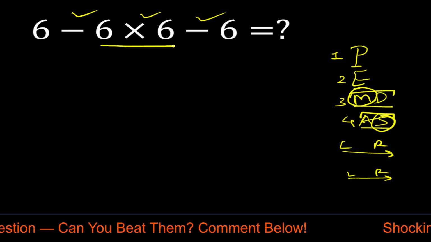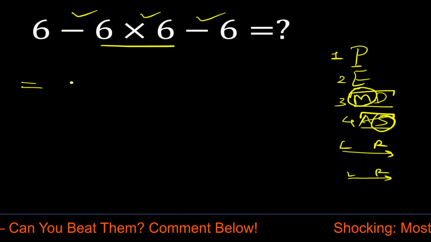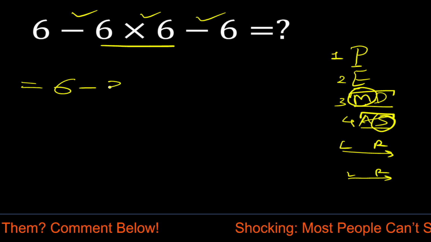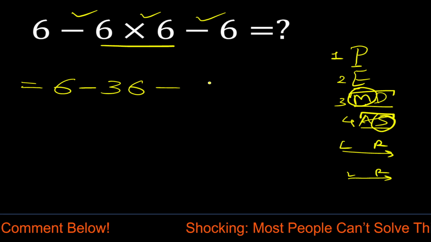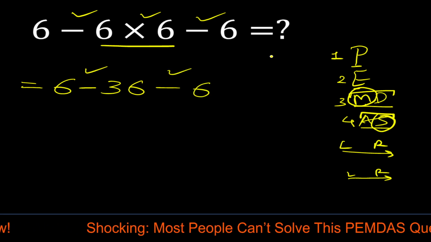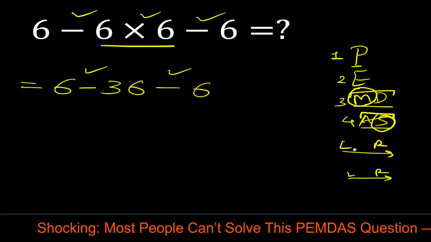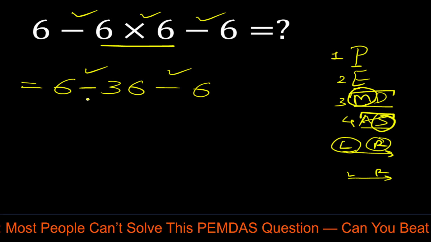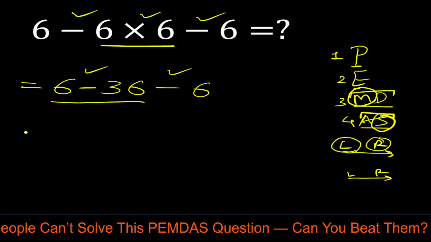So first we have to solve this multiplication. So now 6 minus, now solve this multiplication. 6 times 6 is equal to 36 minus 6. Now here we have subtraction and here subtraction, and both have equal priority, so we have to solve it from left to right. So first we have to solve this subtraction, right?